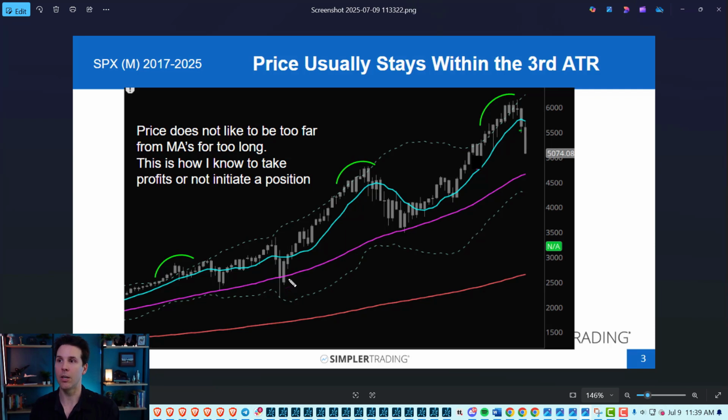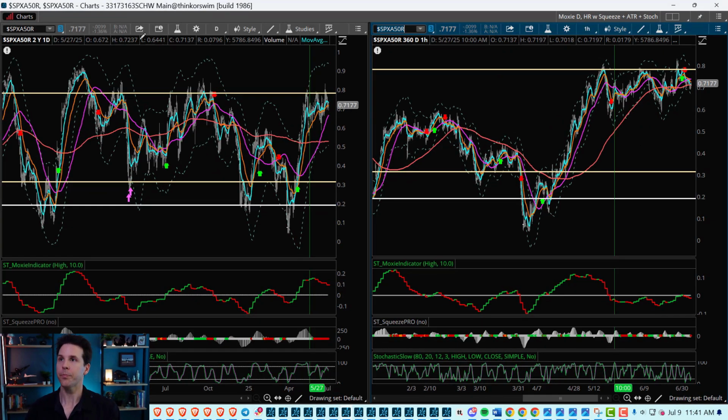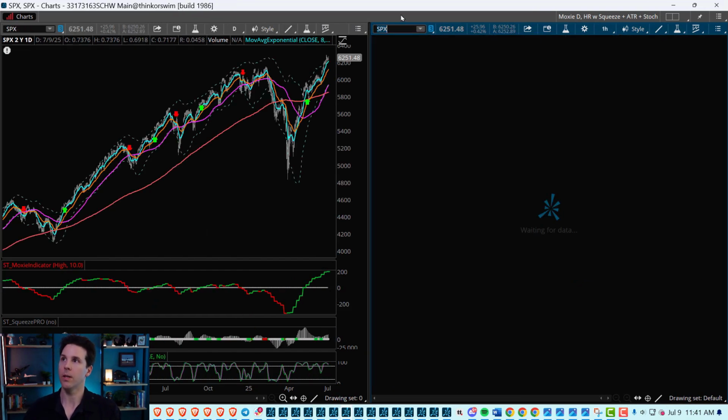Now, it also works on the downside. I don't have any good examples here, but you can see right there, it did go to the lower third ATR and then bounce. So how about we just get into some live charts, and I'll walk you through this and show you some things.